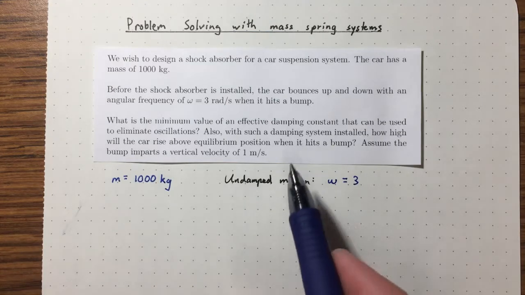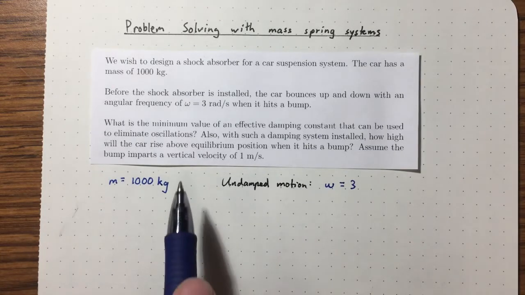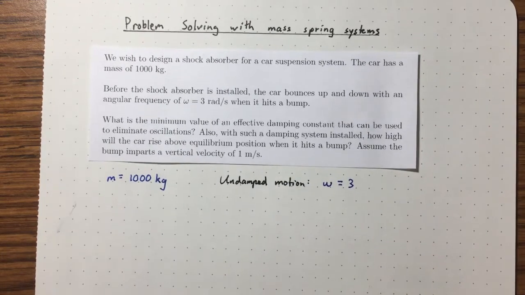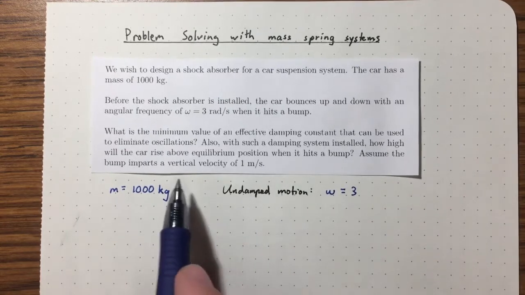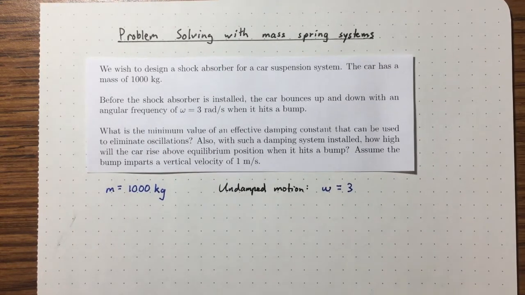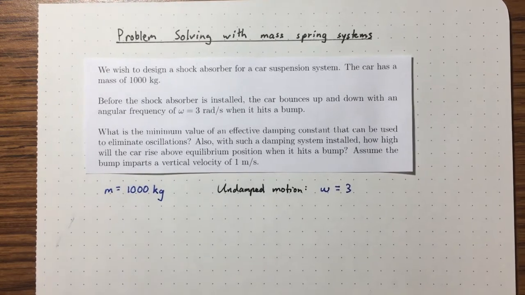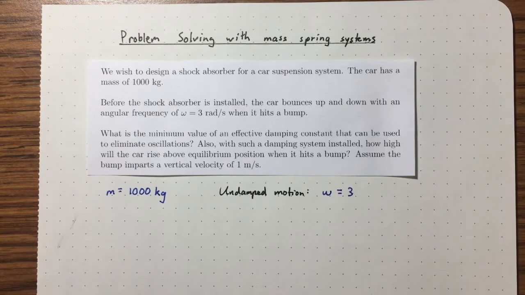And then when we choose that damping constant, so when we install the damping system, how high will the car rise above its equilibrium position when it hits a bump? We want to assume the bump imparts a vertical velocity of 1 meter per second. So there's a lot to unpack there, and it definitely seems that this will be a multi-step problem.